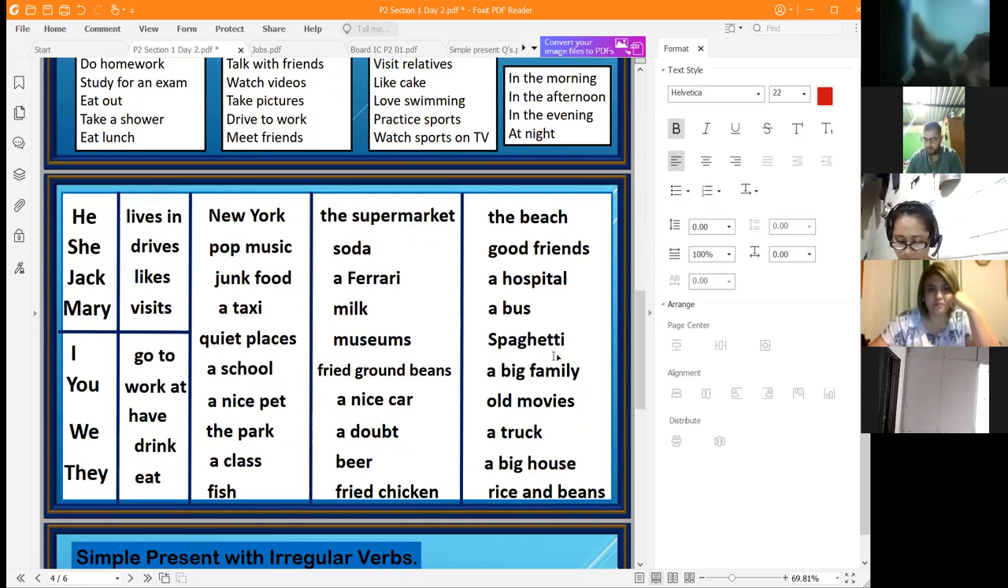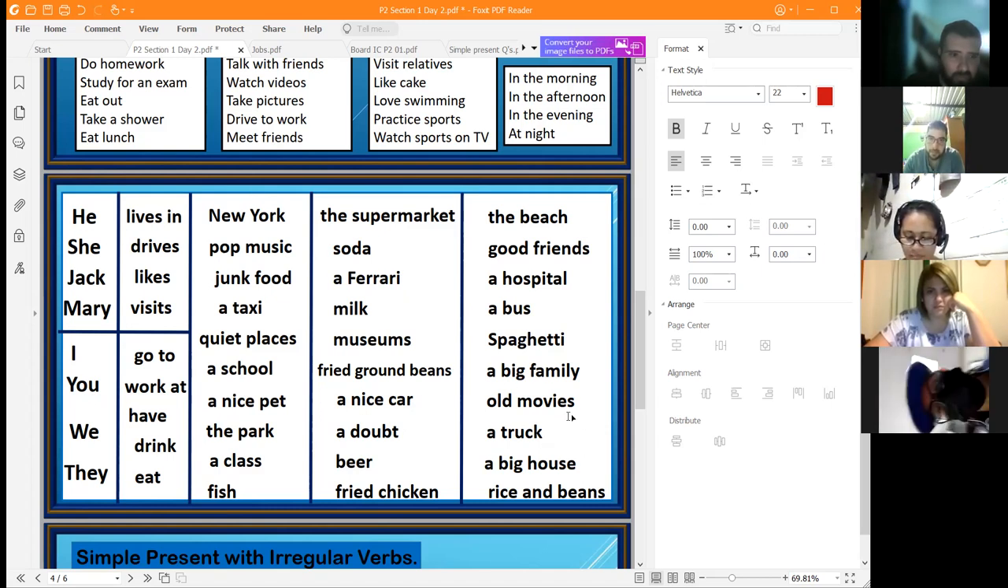Okay. So here I divided this because with this, you're going to be using lives in, drives, likes, visits, he lives in, she drives, he likes, he visits. And with the others, you will use only I go to, you go to, we go to, they go to, all of this. And we have these places. He lives in New York. We have to select from here. For example, all movies, what's the verb?